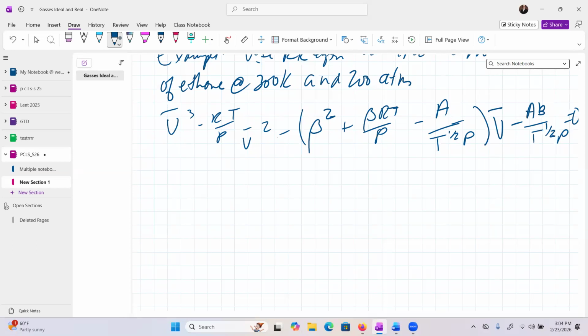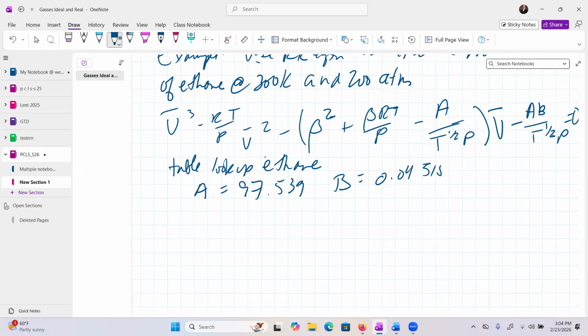So we need to go to the table and look up the values for ethane. And we find, so these would either be given or you would have to supply the table, A equals 97.539 and B equals 0.045153 decimeters cubed per mole. All right, and then we do some algebra here. So in the interest of time, I will leave that for you to plug in the numbers. But when we work all of this out, we'll get something like this.